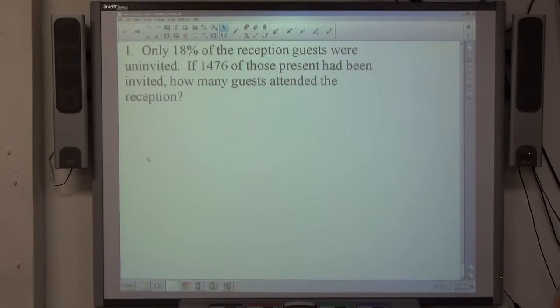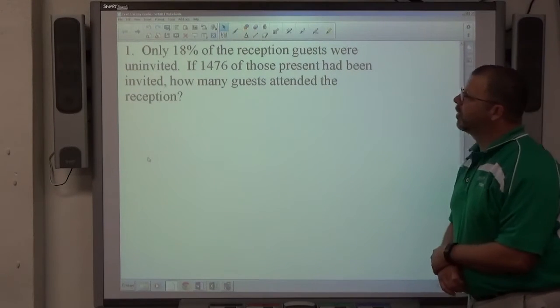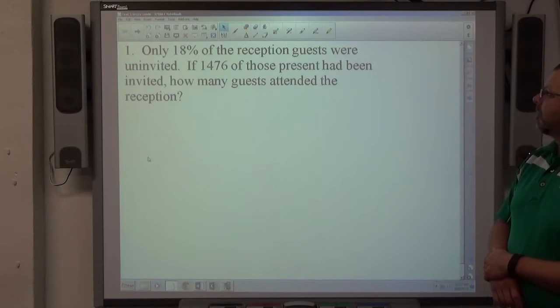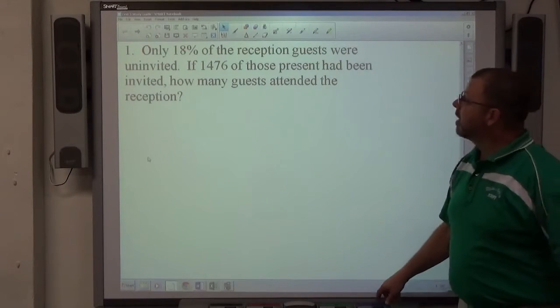Okay, first problem on the Test 5 study guide. Only 18% of the reception guests were uninvited. If 1,476 of those present had been invited, how many guests attended the reception?